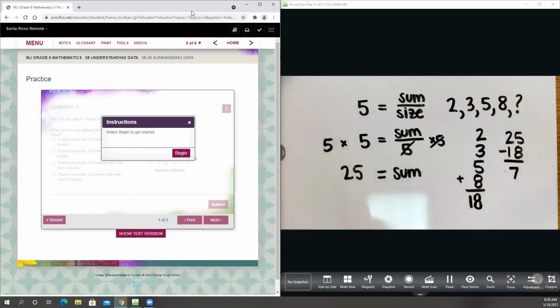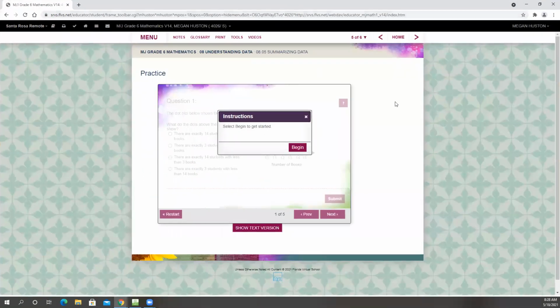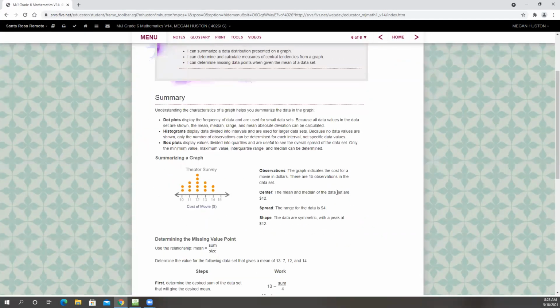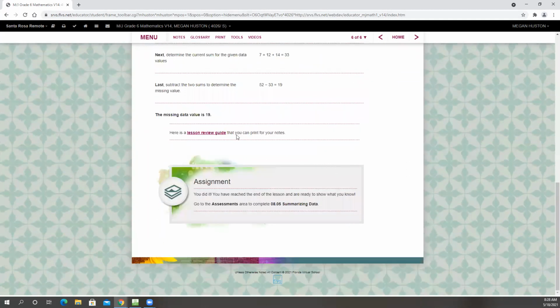On the next page, you have your practice problems that you are going to complete for homework, or if you have additional time at the end of class, you may complete them during class. So go ahead and go through all of them. Make sure you're understanding them. If you have questions, you can send me a message on Teams. And then I also want you to go through the lesson summary to make sure you're understanding everything. It goes through the dot plots, histograms, and box plots. And you can also print out these notes as well.